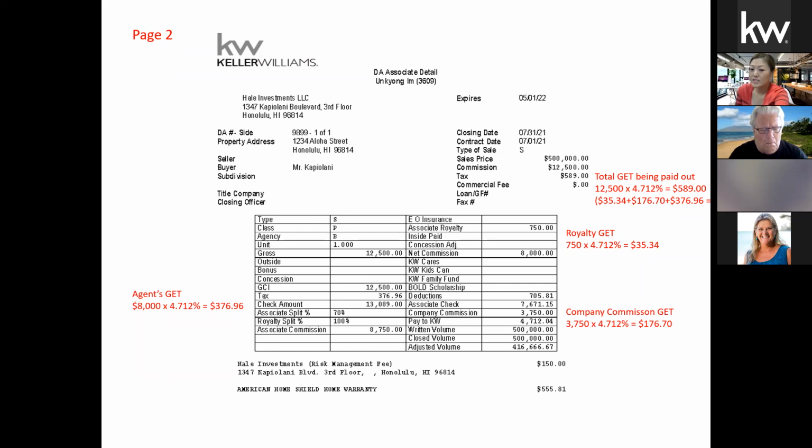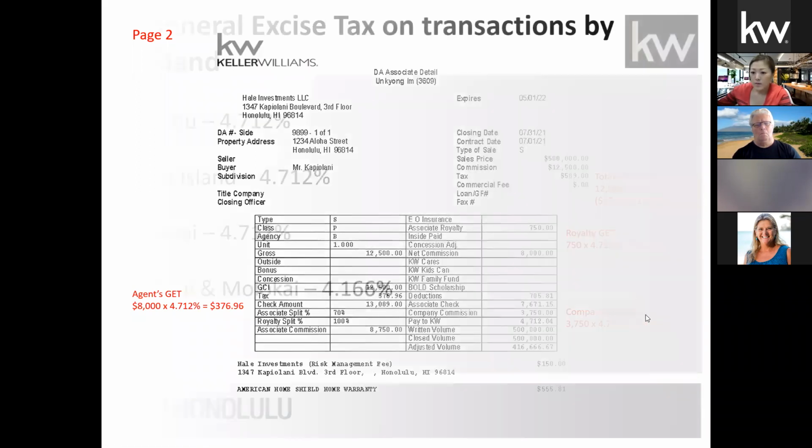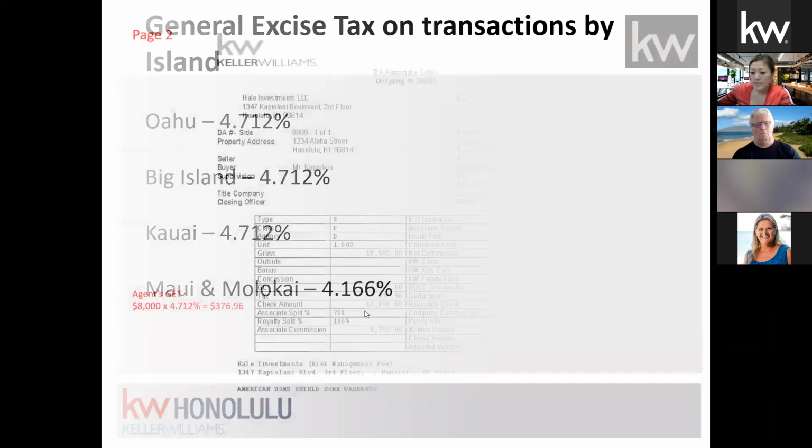It includes your GET. That's why it's not adding up to, usually it's 8,000 minus 705.81, right? The deduction. But the associate check doesn't match up because it's including your GET. So let's see. We can break it down some more.